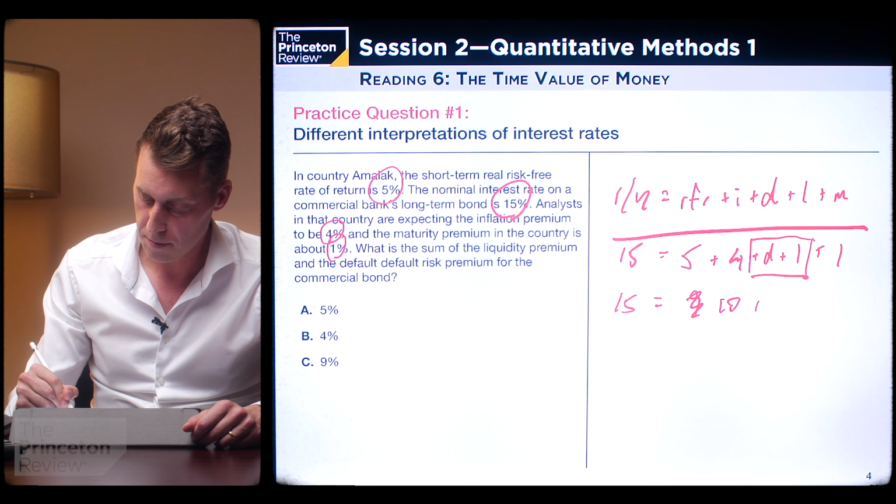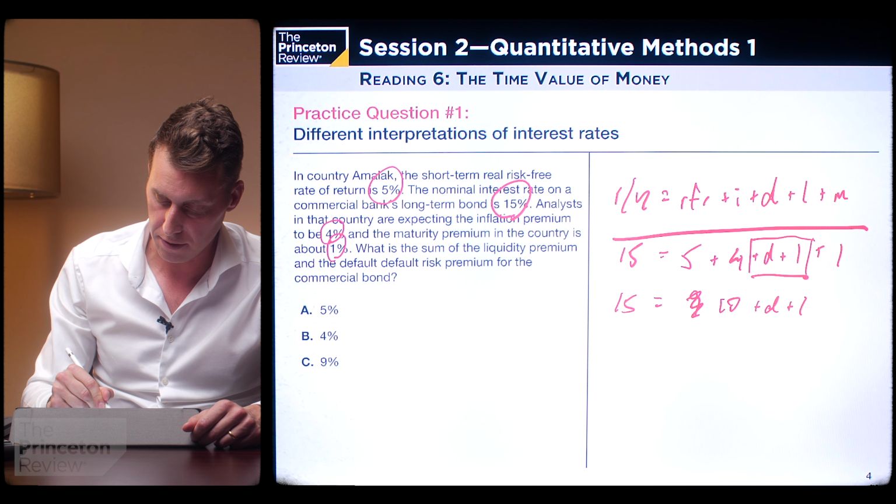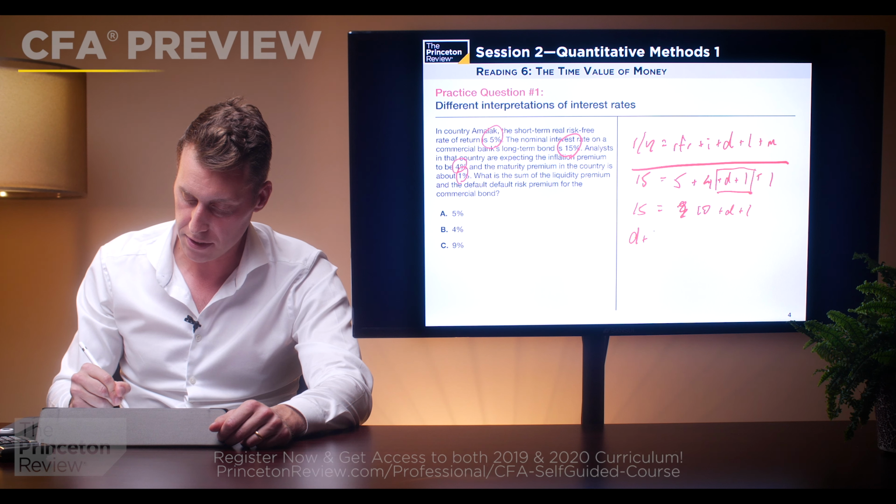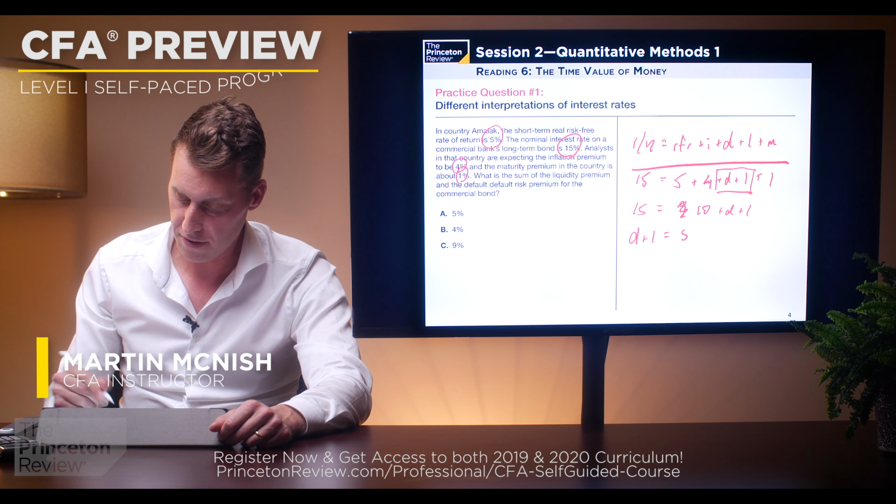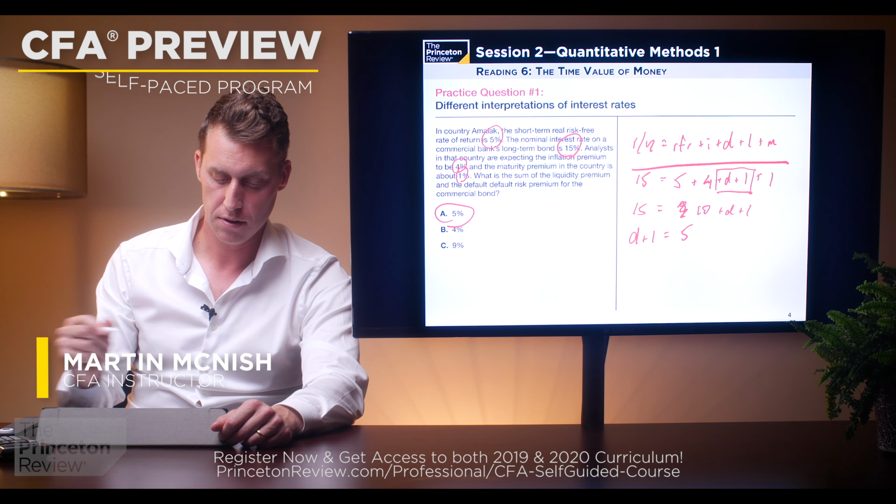So, working through the question, we have 10 plus D plus liquidity. D plus L equals 5%. Answer A.